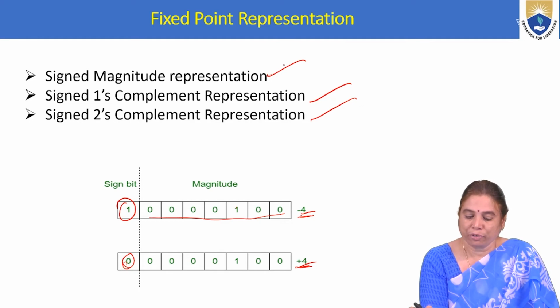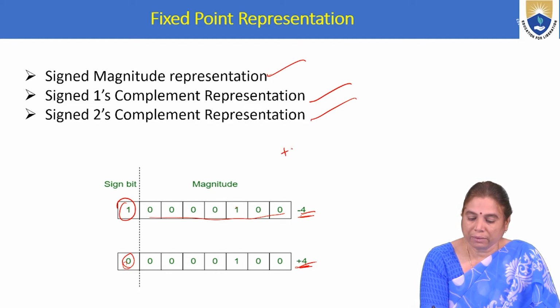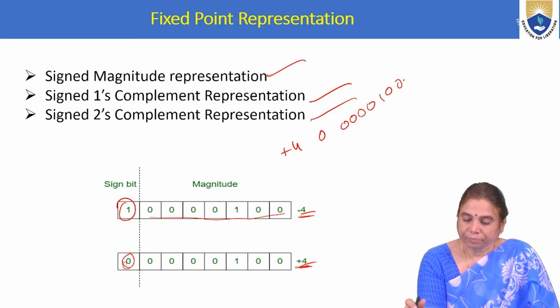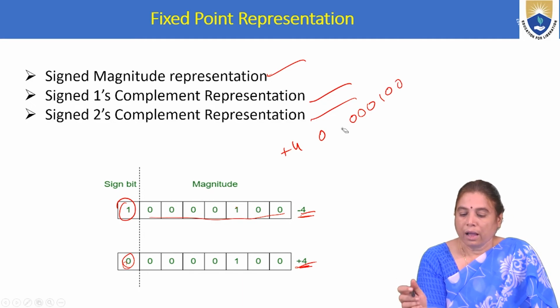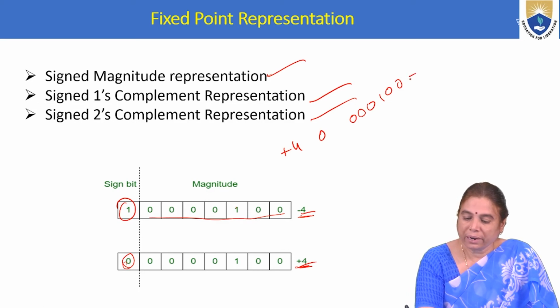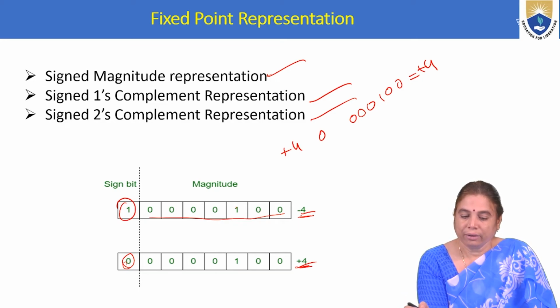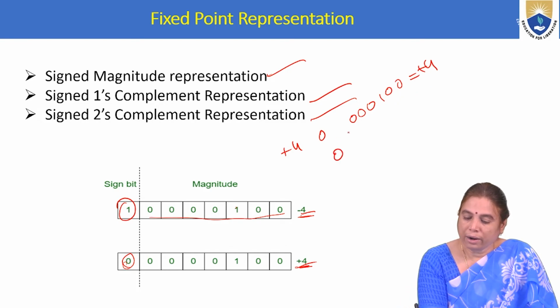This is the signed magnitude form. For example, to represent plus 4, we use 0 as the sign bit and the magnitude, and this is the plus 4 representation. So in the signed ones complement form, to represent plus 4, we use 0, and the ones complement of this 4 can be used: 1, 1, 0, 1, 1, 1. So this is the signed ones complement representation.